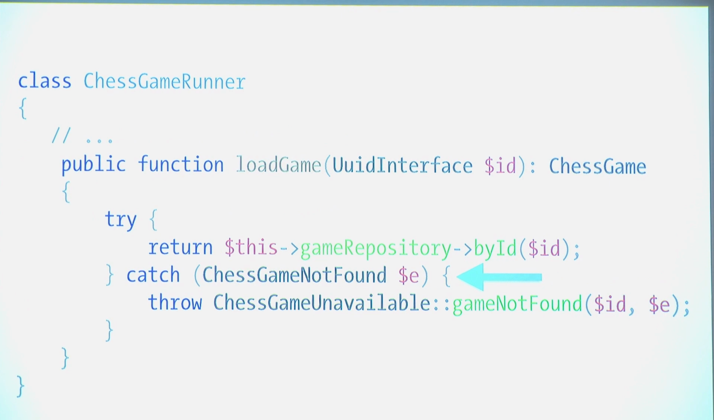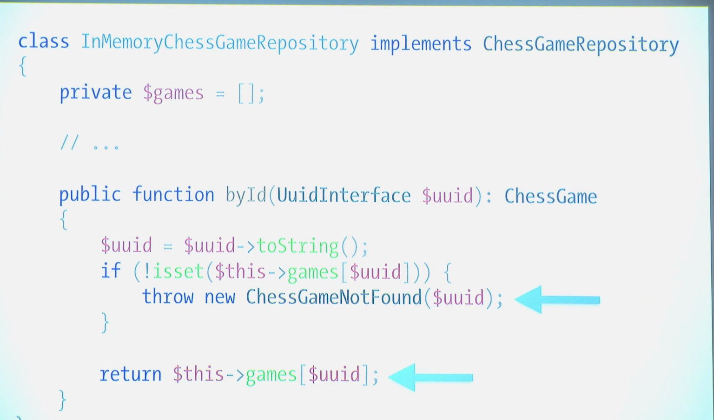So for instance, as you will see, this class or the repository is injected in the construct method, so we are using the interface in the construct method, which means that we know we can have a game object, or we can get a chess game not found. So the client code, in this case, chess game runner, is a client code. The client code knows that it's either a game object or a chess game not found, but it can't be something else. That's per the contract.